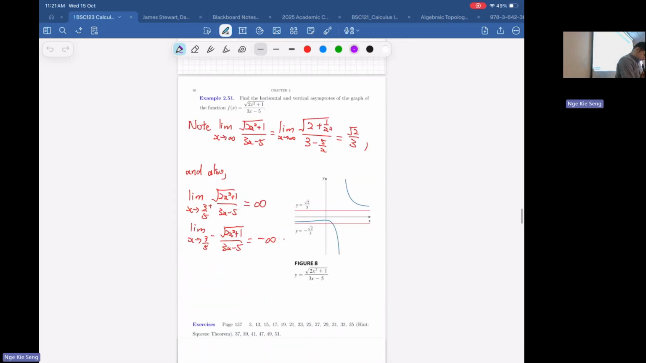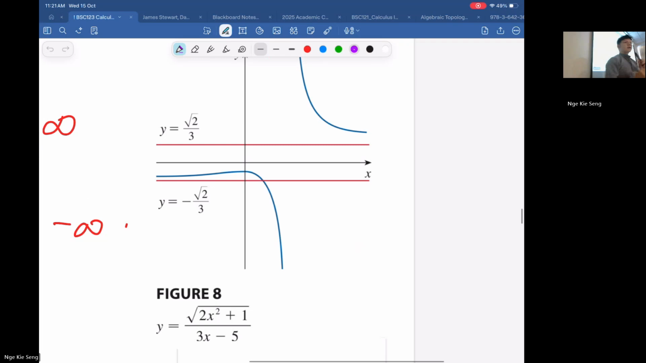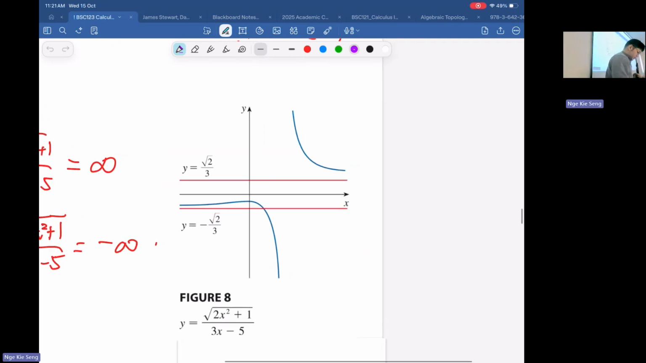Yeah, so this is the graph. The blue line is the graph, and the red line is the horizontal asymptote. Where's the vertical asymptote? This one? He doesn't include it. Let me include it. Here, this is the vertical asymptote.